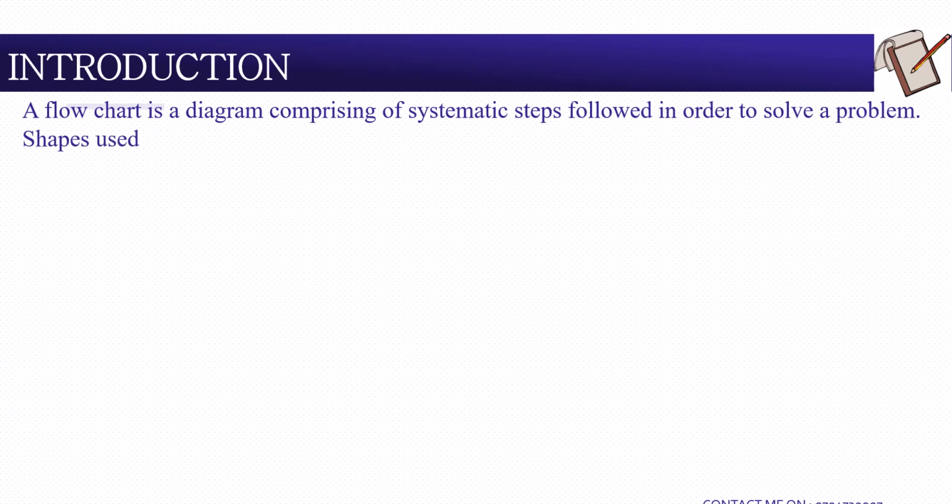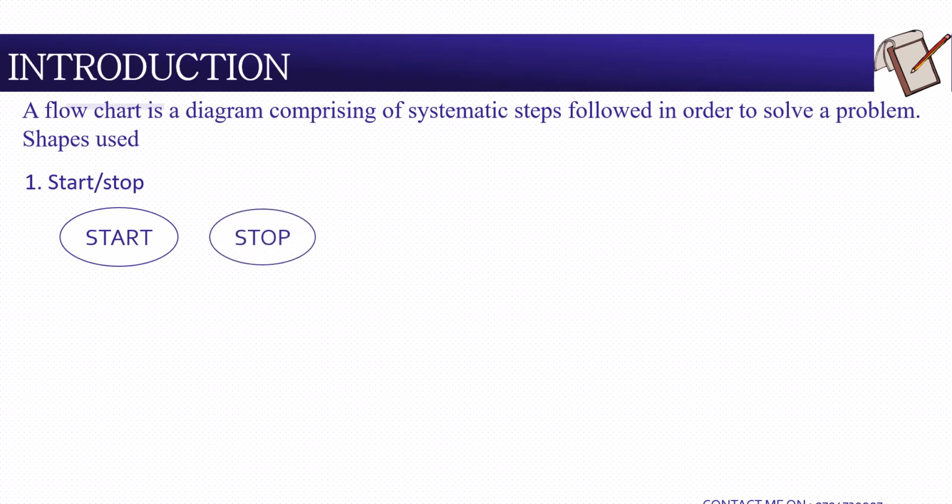And these are some of the shapes that we use. The first one is used for start. So you can use that oval shape for start, and you can still use the same shape for stopping. Never forget to start and stop your flowchart. If you do that, you lose marks.